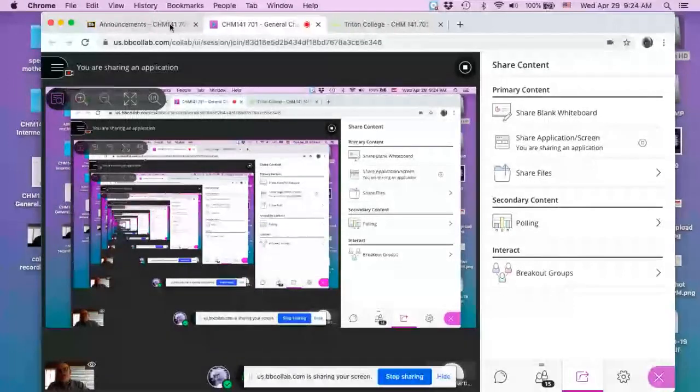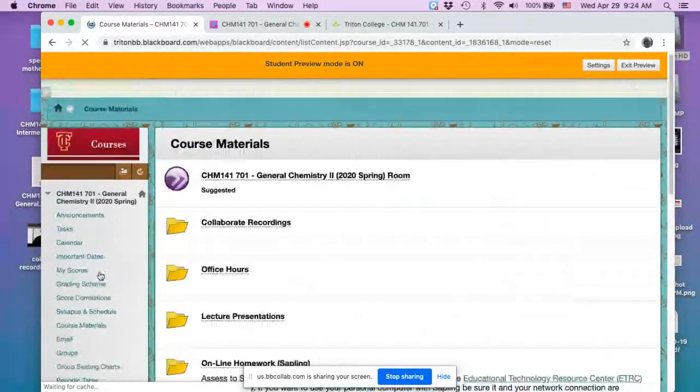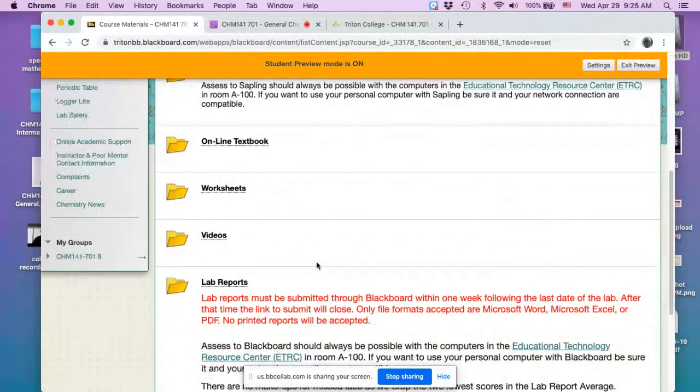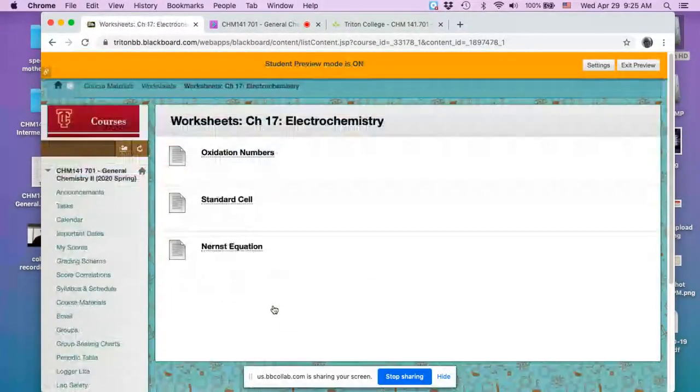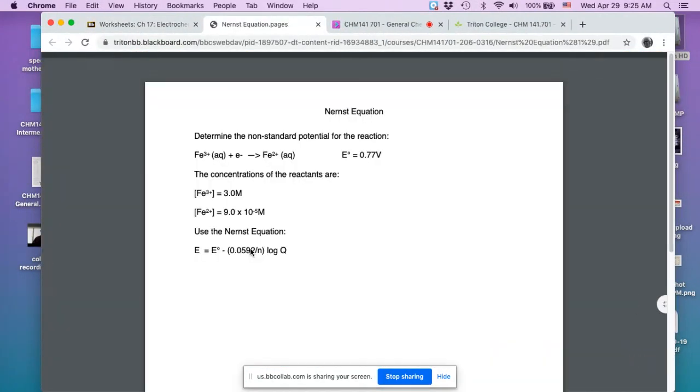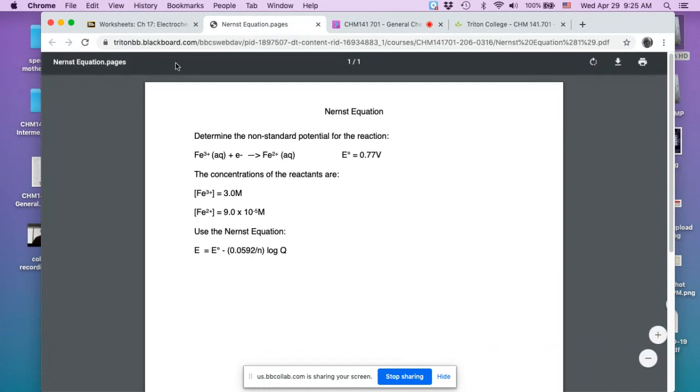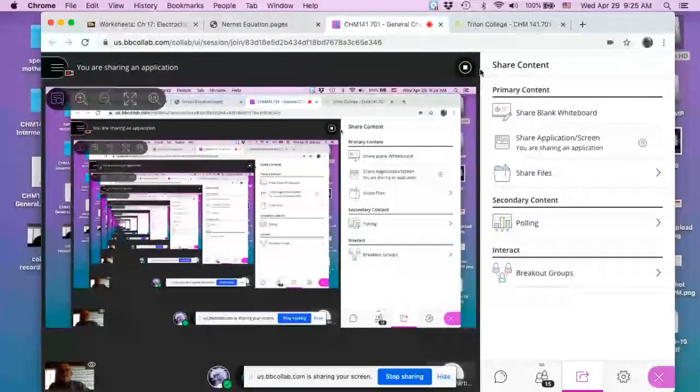If you need to see this after I put you into groups, you can get that at Blackboard. Let me show you how. To get to the worksheet, you would go to course materials, and then you would go down to worksheets, and then you'd go to the worksheets for electrochemistry, and this is the one you're needing, Nernst equation. So you click there, and there's the same worksheet. That's how you get it once you're in your groups. Everybody good? Anybody got a question?